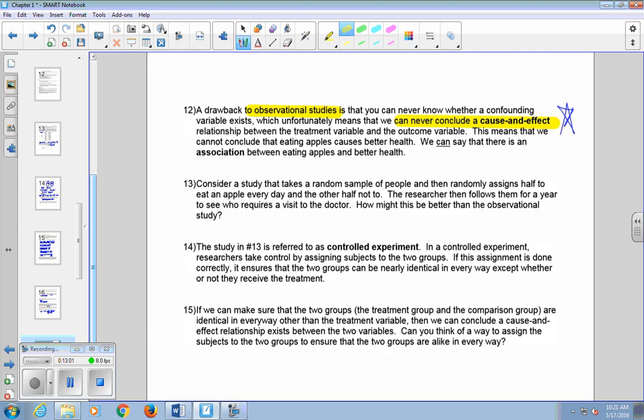Consider a study that takes a random sample of people and then randomly assigns half of them to eat the apple and the other half not to. A researcher then follows them for a year and sees who visits the doctor. How might this be better than an observational study?